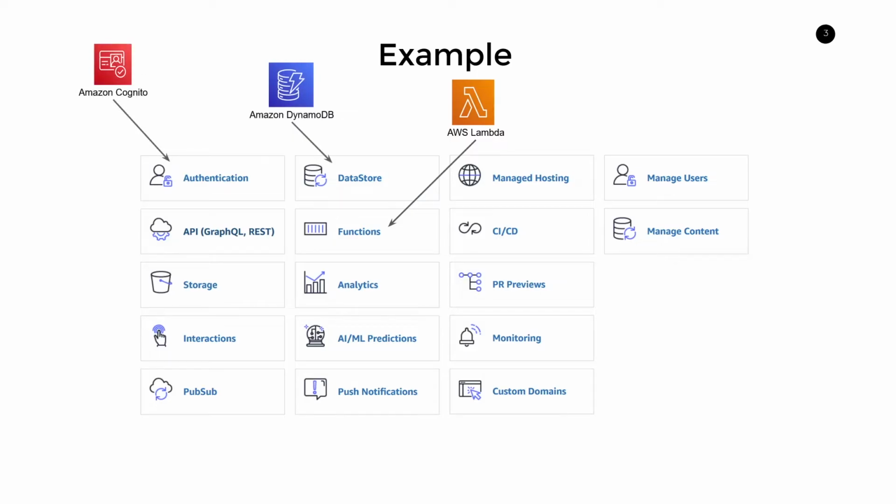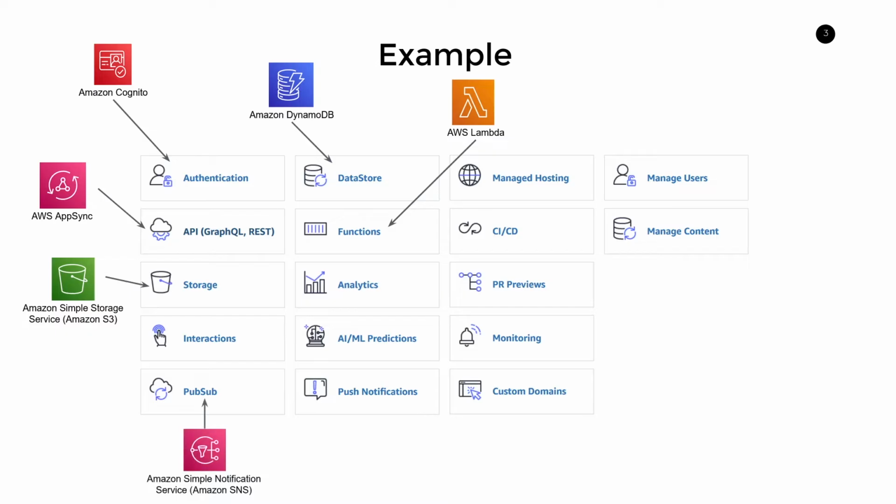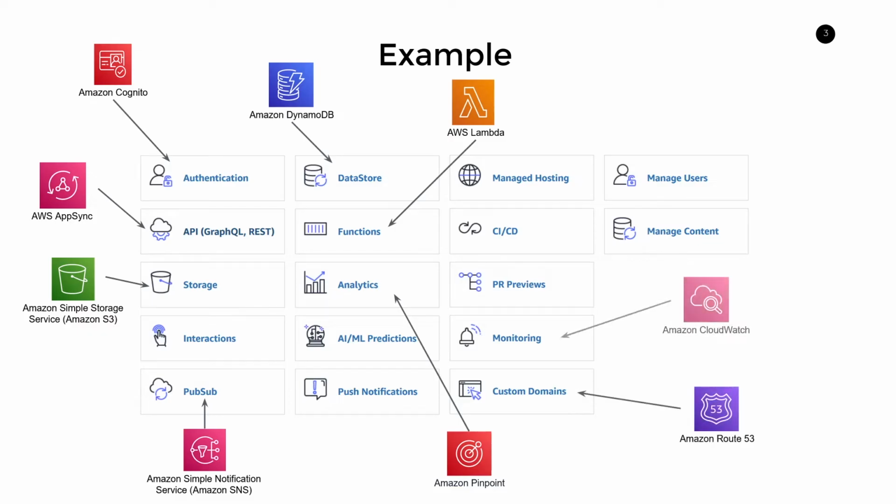For authentication, Amazon Cognito. For APIs, you use a combination of AppSync and API Gateway. For storage, S3. For PubSub, Simple Notification Service, or SNS. For analytics, Pinpoint. For custom domains, Route 53. And for monitoring, of course, Amazon CloudWatch. I'm not going to go through all of them here, but you can get an idea of what Amplify is actually doing. They're just a layer on top of the complexity that makes your life a whole lot easier.